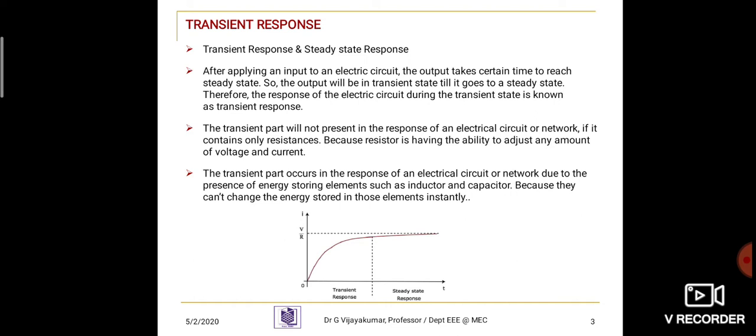The transient part occurs in the response of an electrical circuit or network due to the presence of energy storing elements such as inductor and capacitor, because they cannot change the energy stored in those elements instantly.